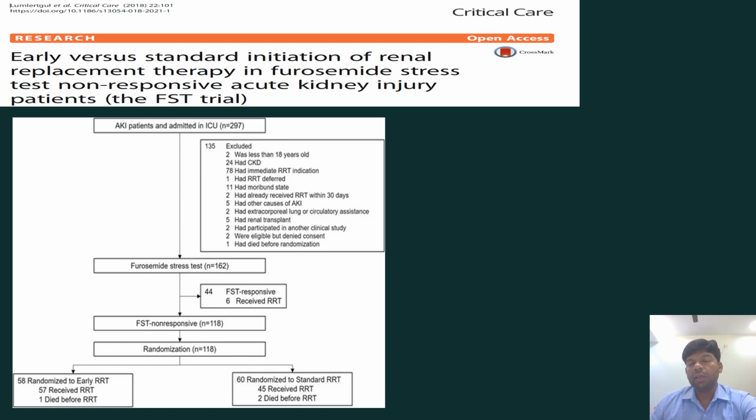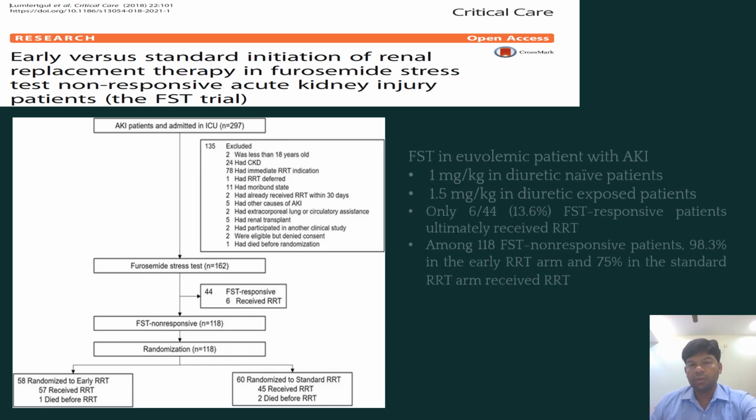In the early RRT arm, they started RRT within 6 hours of FST non-response, and of 58% included, 57 required RRT. In the standard RRT arm, 60% were included and 45 received RRT. So you can see that among the non-responders in both groups, most of the patients required RRT. Hence, if the patient is not responding to the FST, you can think about starting RRT.